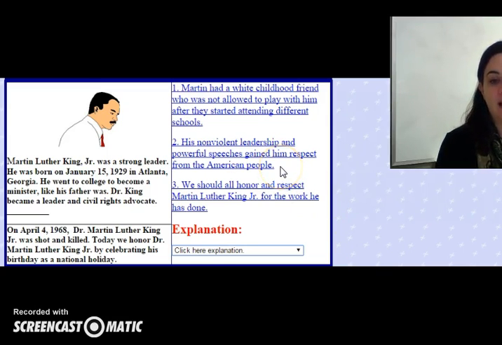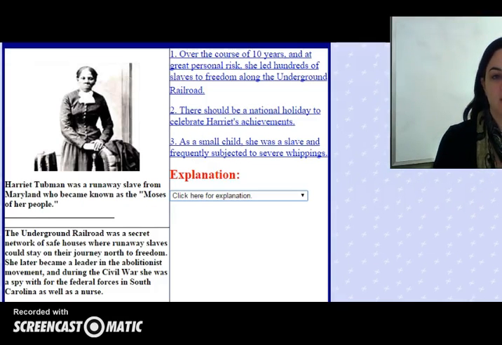Number 2, his nonviolent leadership and powerful speeches gained him respect from the American people. That's a good possibility. And number 3, we should all honor and respect Martin Luther King Jr. for the work he has done. That's not a bad possibility either. If I look at the 2, remember, I want to try to pick the one that logically fits in with this order. So we have birth, college, death. I'm going to go with number 2, because this is something that happened to him after he became a civil rights advocate and before he died.